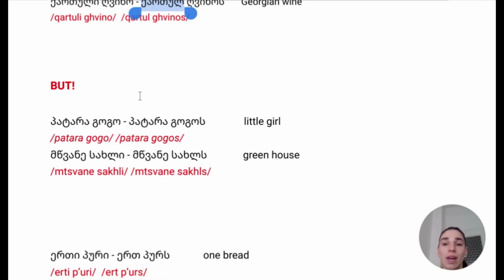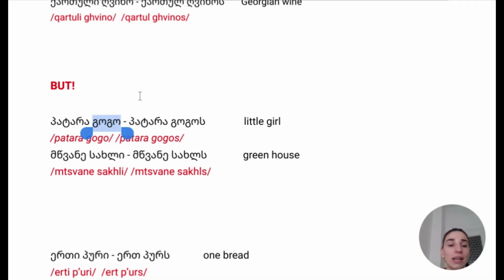But if you have adjectives, I mean modifiers that describe the noun, and they don't end with e, you don't touch them, you don't do anything, and it's super easy. Like patara gogo means a little girl. If you want to say it in dative case, you have to say patara gogos.